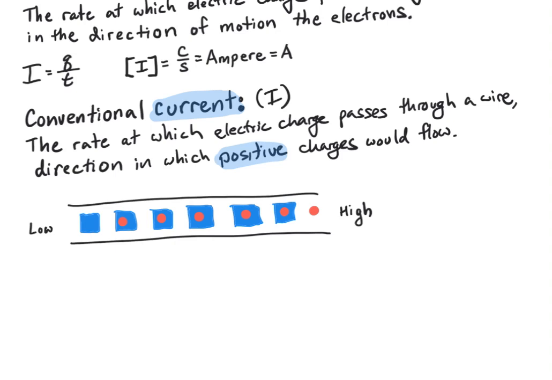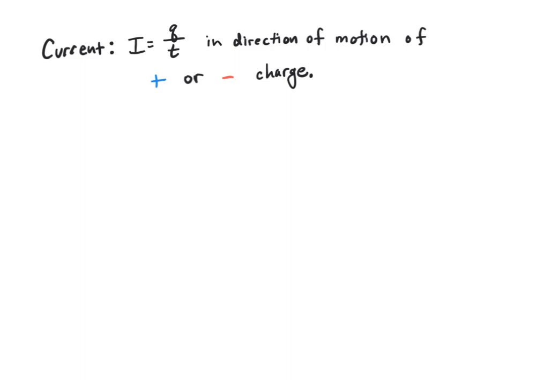All right, so let's summarize what we've learned so far, and then we'll move on to a couple quick examples. Current represents the rate at which charge flows through a wire, and it can point in the direction of the motion of negative charges or in the direction of motion that positive charges would move. The electron current, or the negative current, is usually representative of what's physically happening, but not always.